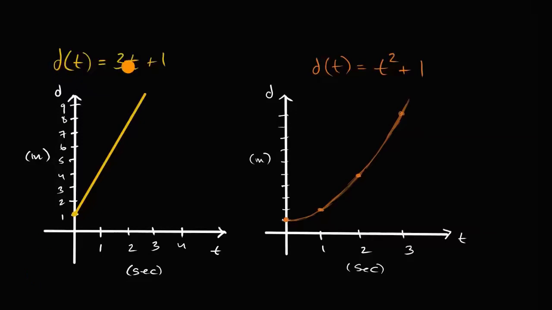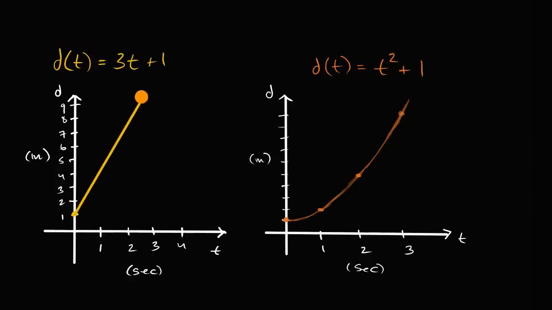So we have different definitions for d of t on the left and the right. Let's say that d is distance and t is time. So this is giving us our distance as a function of time. On the left, it's equal to 3t plus 1, and you can see the graph of how distance is changing as a function of time here is a line.